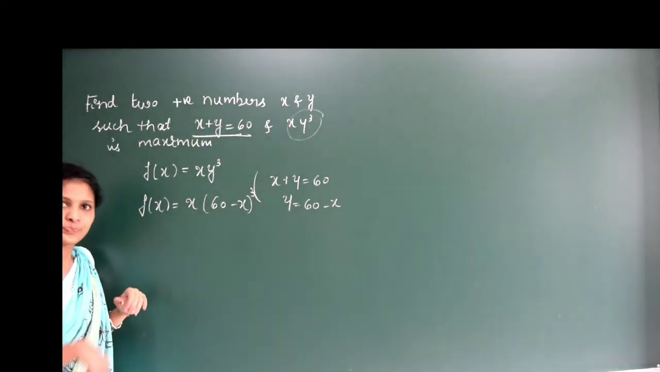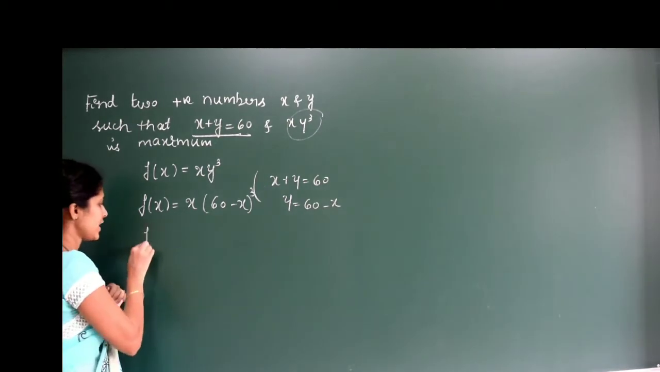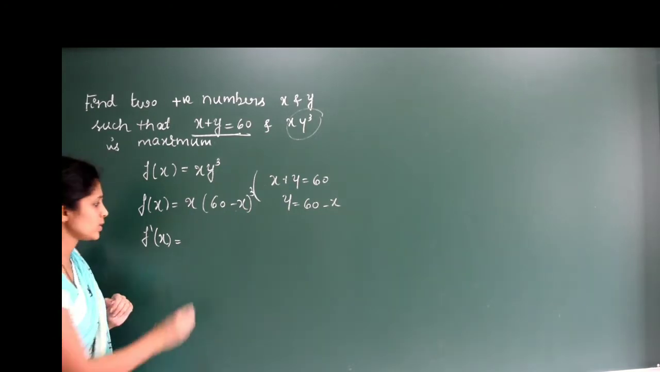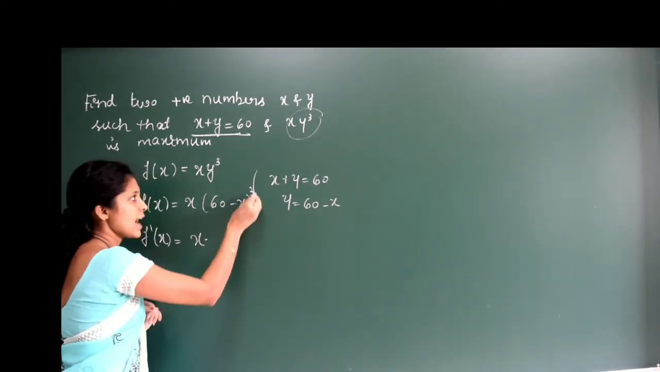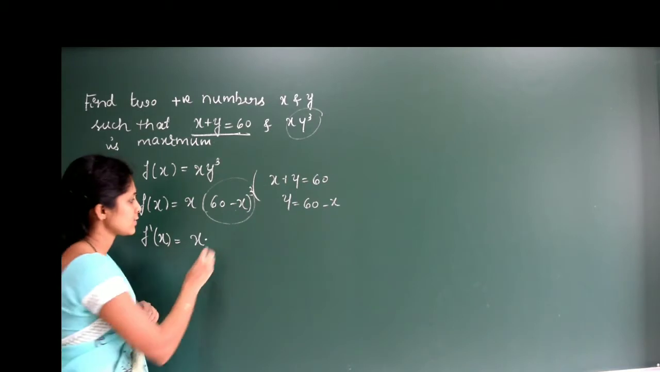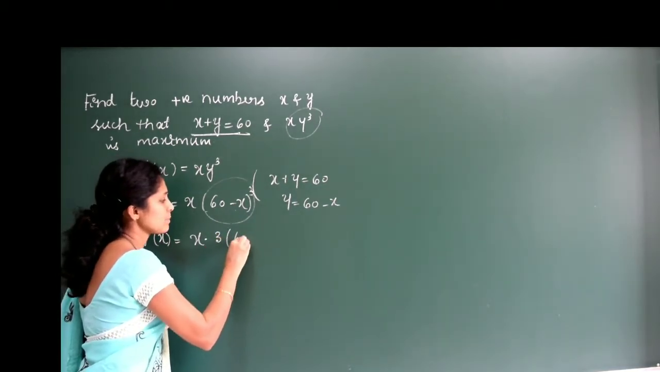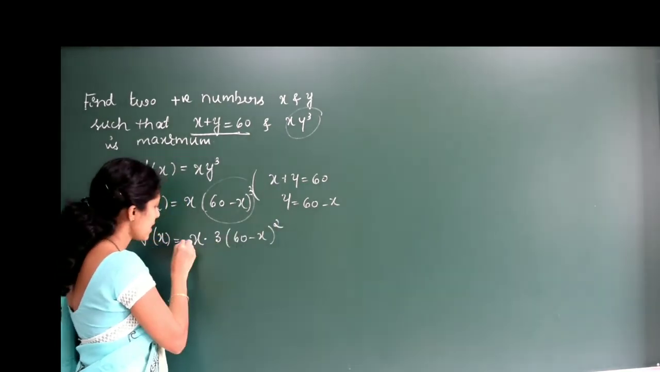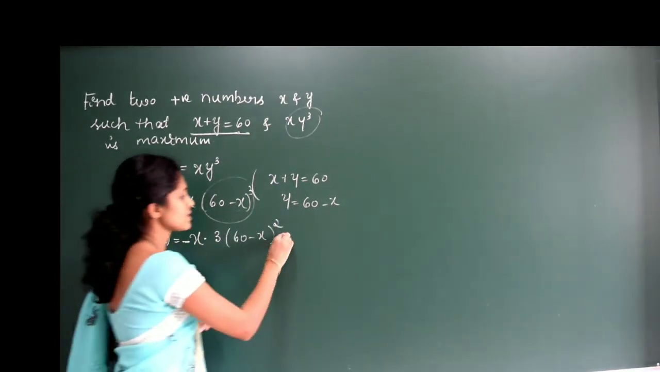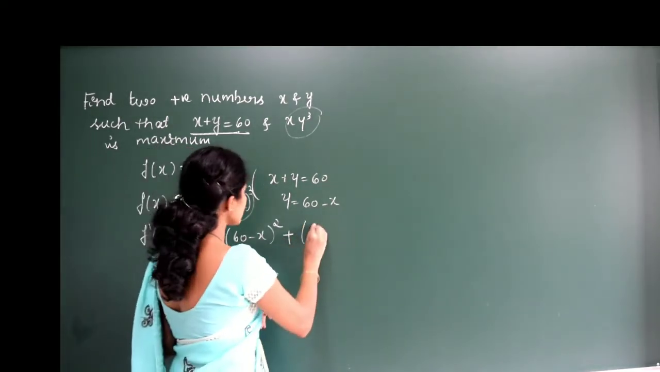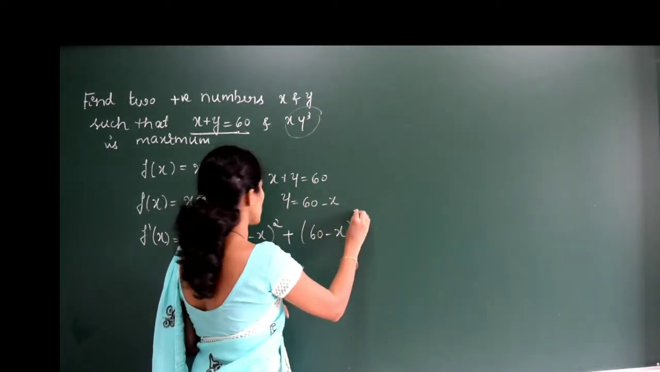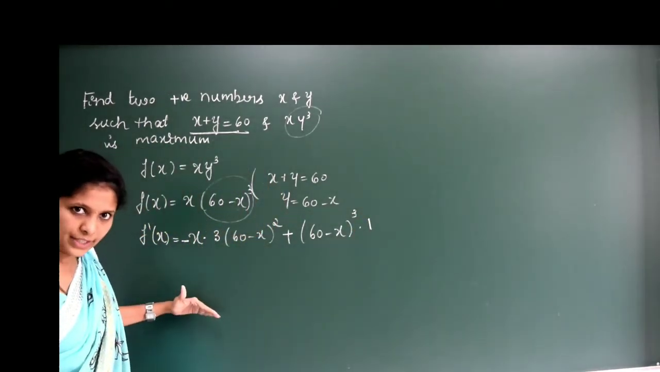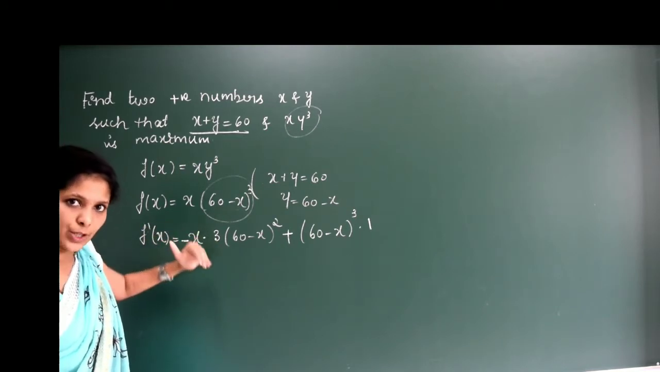Now the next step is we have to differentiate, right? So f dash of x will be equal to, here we have to apply the product rule. I will write the first function as it is, x, and differentiate the second: the derivative of this will be 3 into 60 minus x whole square, right? And the derivative of minus x is minus 1, right? Plus we keep the second function as it is, that is 60 minus x whole cube, and the derivative of x is 1.